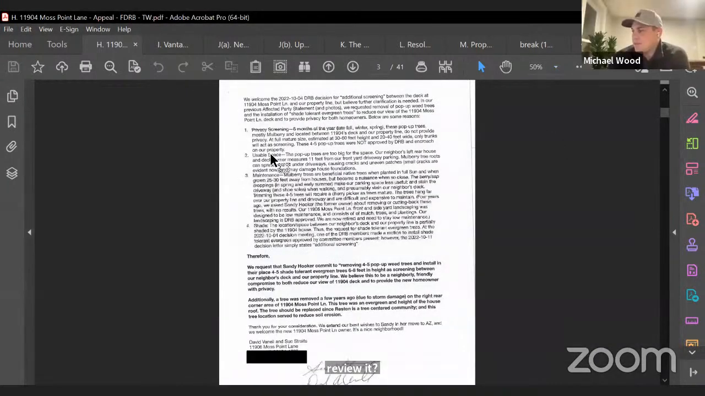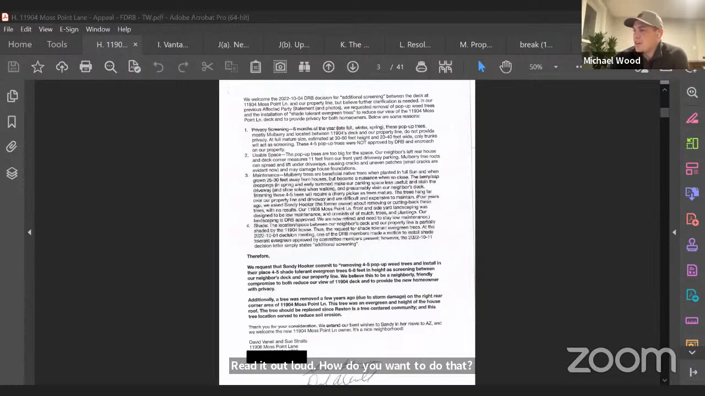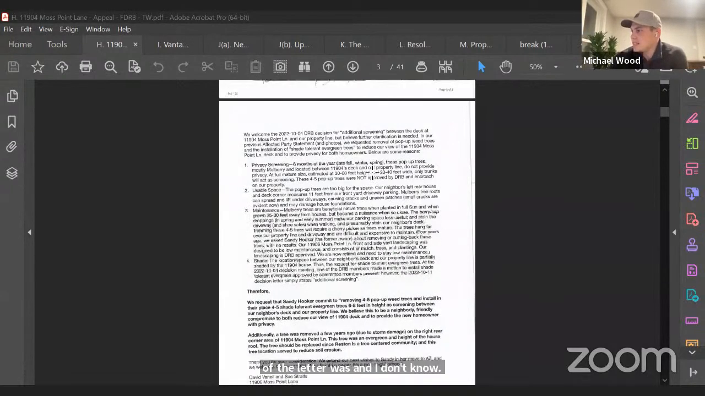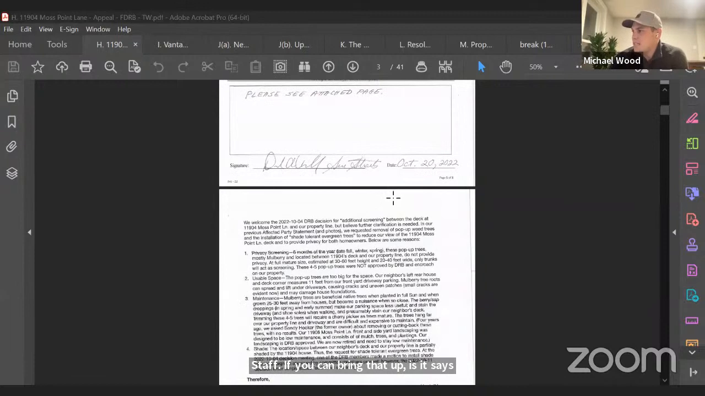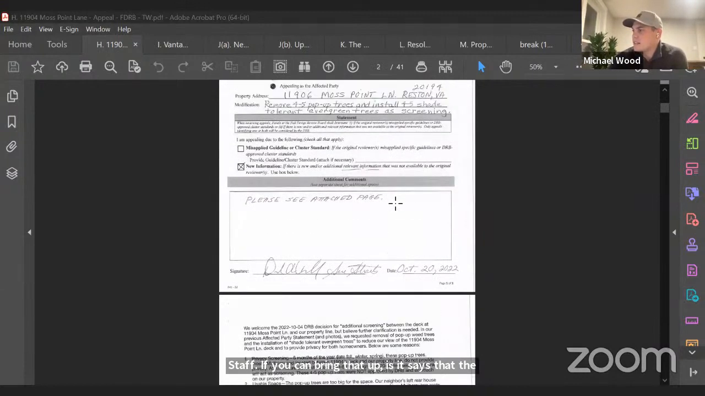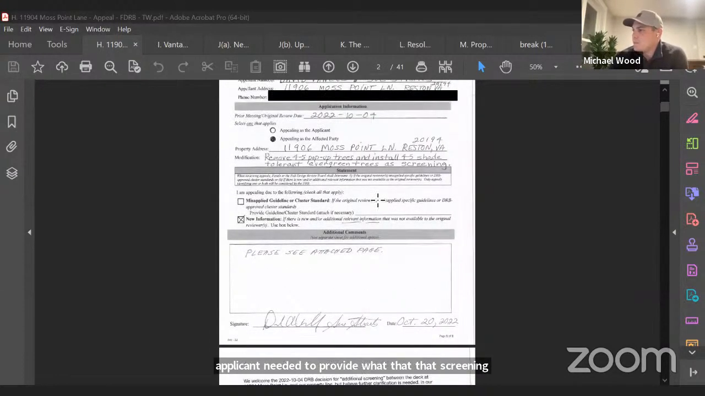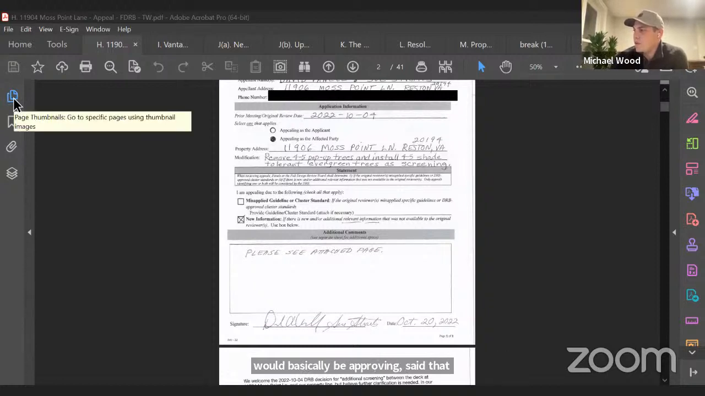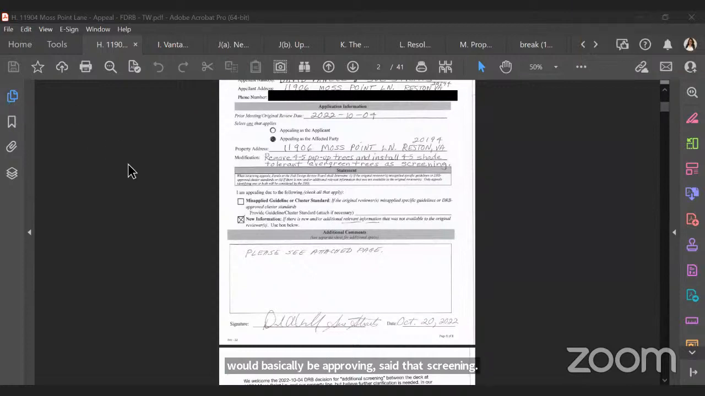Well, the new information that you're worried about is just in the decision letter. There was some wording for the actual screening that was being required, which I believe says that the applicant needed to provide what that screening was going to be within 60 days to staff, and then staff would be approving said screening. So staff, is that correct? Yes, that is correct.